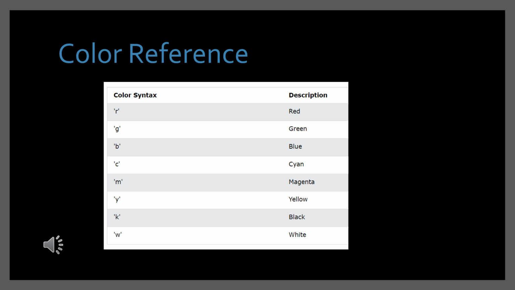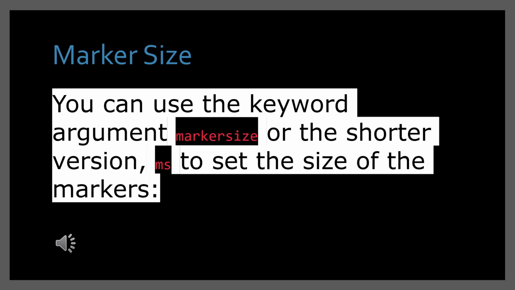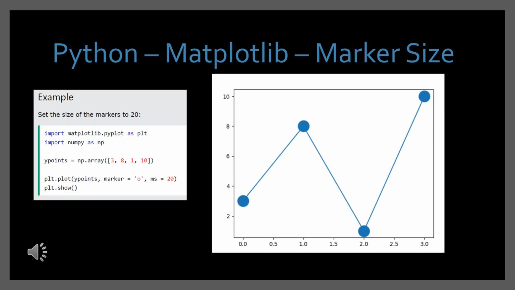Color reference: we have color codes like r for red, g for green, b for blue. We can use the color codes to color the lines. We can also fix the marker size using ms. Here the marker is 'o', so the circle is coming, and ms is 20, so the size is now 20.